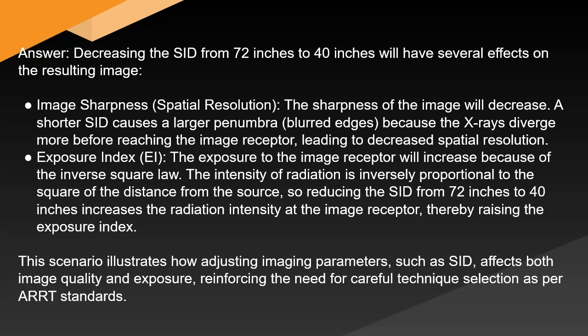Image sharpness, spatial resolution. The sharpness of the image will decrease. A shorter SID causes a larger penumbra, blurred edges, because the X-rays diverge more before reaching the image receptor, leading to decreased spatial resolution.